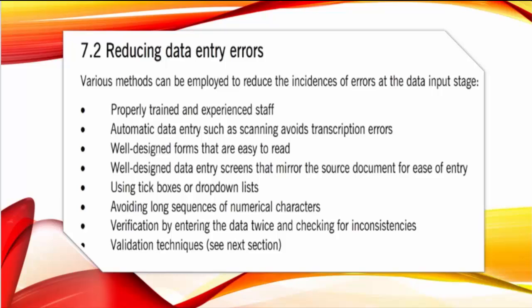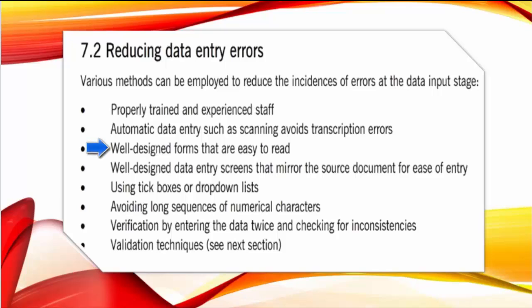How to reduce data entry errors. 1. Properly trained and experienced staff. Trained staff understand what they're doing, spot mistakes early, know how to use the software efficiently. A company might invest in short courses, training manuals, or shadowing senior staff. 2. Automatic data entry tools. Examples, barcode scanners, OCR software, optical character recognition, mobile apps that snap a photo of a receipt and autofill the data. This reduces the chance of human error and speeds up the process.